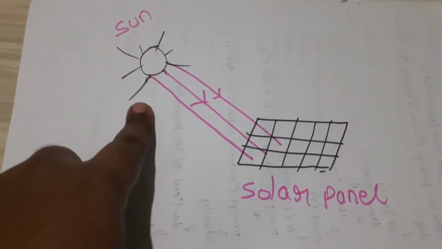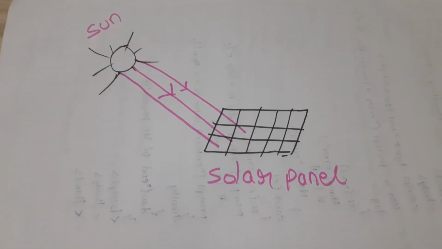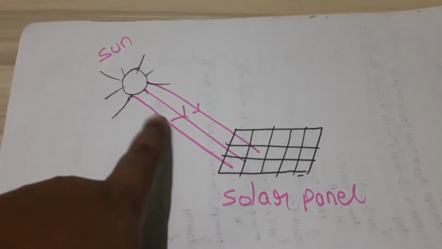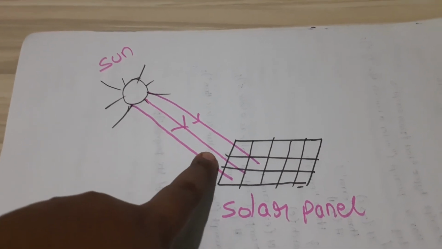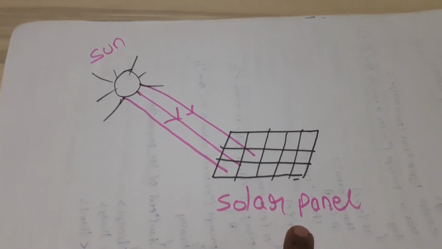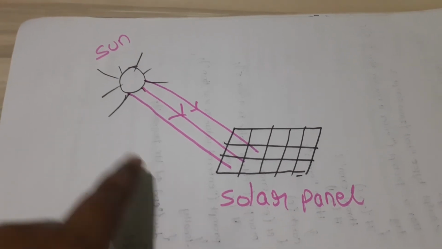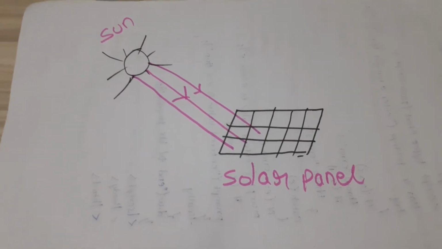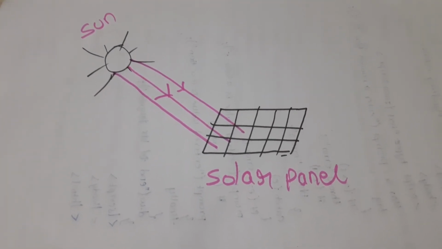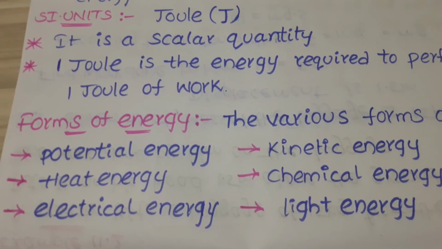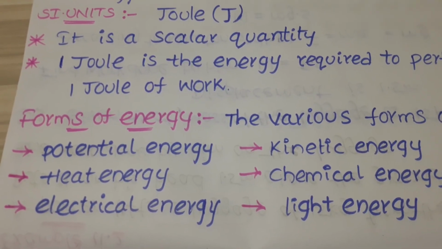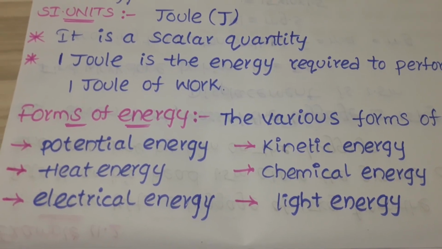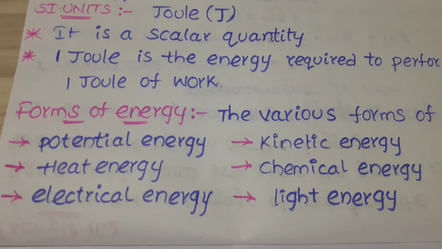The sun releases rays in the form of heat energy. This heat energy is absorbed by the solar panels. The solar panel can convert heat energy into electrical energy. That electrical energy we are using in our homes. So heat energy can be converted into electrical energy. That is also one of the examples of forms of energy.